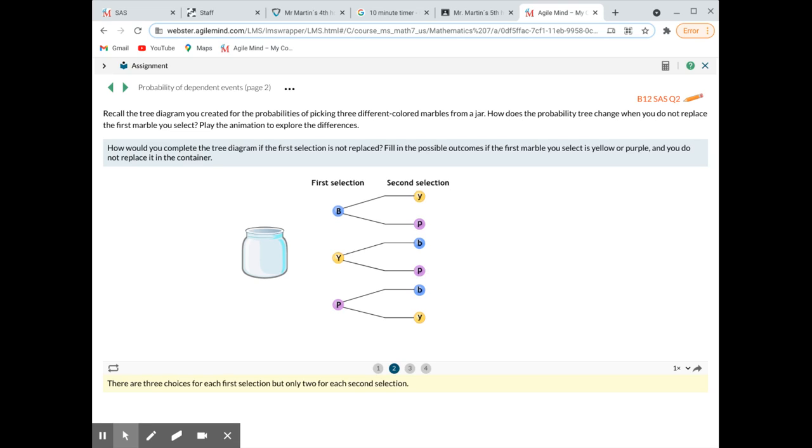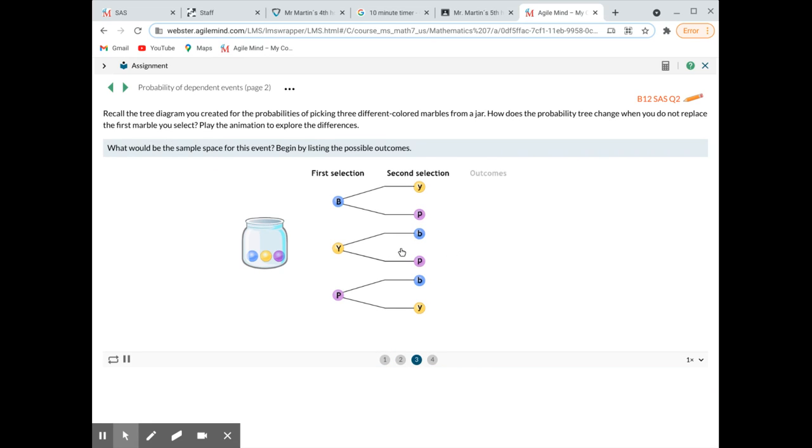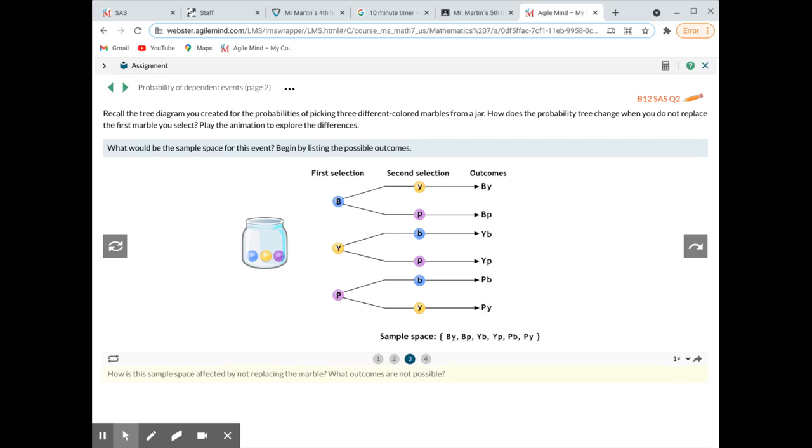All right, so there's 3 choices for each first selection, but there's how many for each second selection? 2 for each. But in all, there's how many possible outcomes? 6. Perfect. All right, so we're going to name those 6. Braden, I want you to name the 6 outcomes. The first one would be blue and yellow, blue and purple, yellow and blue, yellow and purple, purple and blue, and purple and yellow.